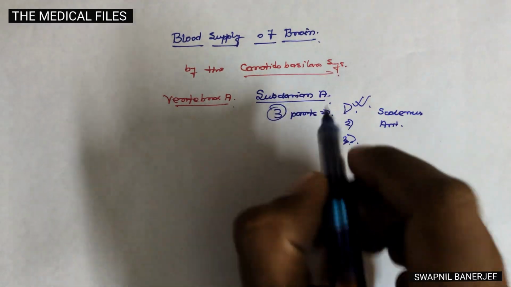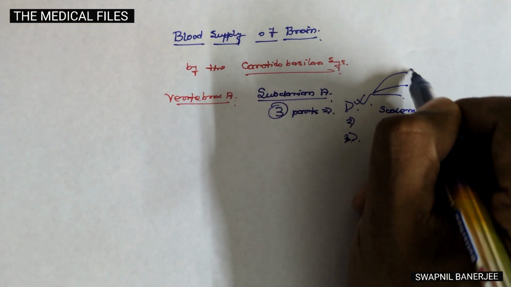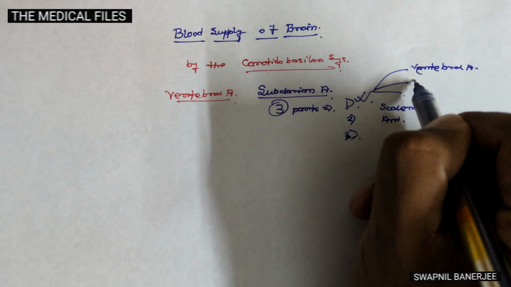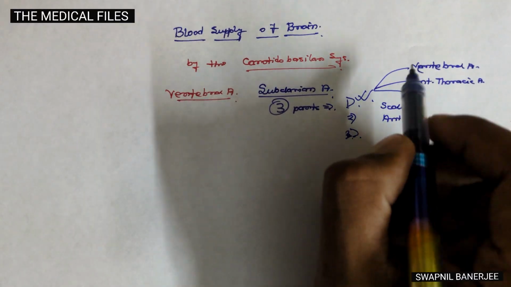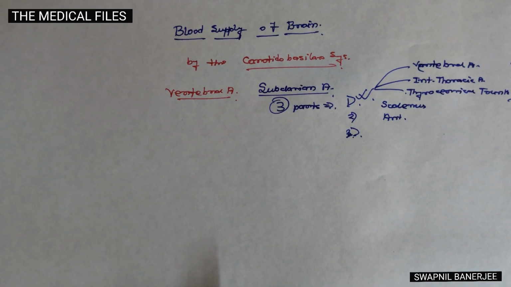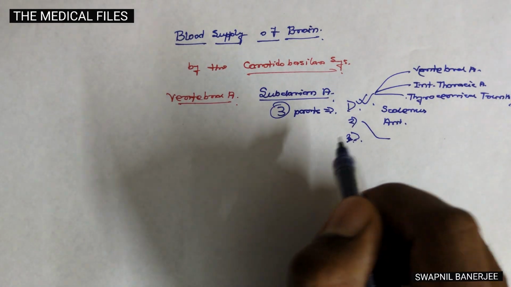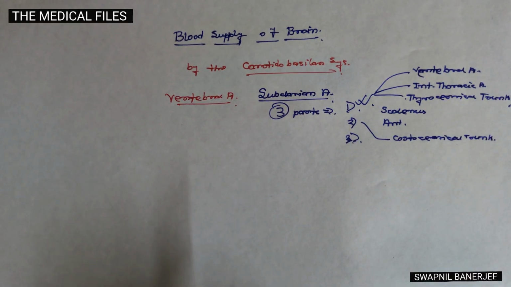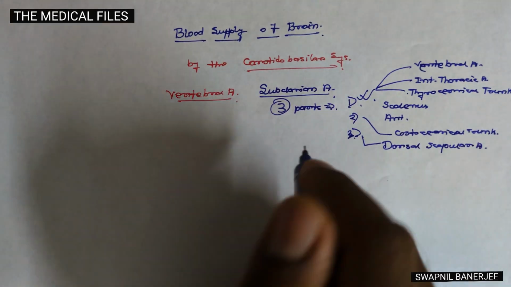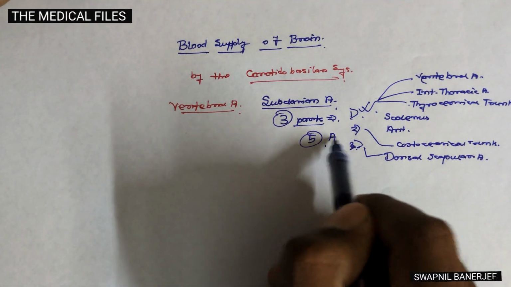From the first part there come three arteries, so we shall write their names. One is our vertebral artery, the second is the internal thoracic artery, and the last is the thyrocervical trunk. These three come from the first part of the subclavian artery. From the second part comes the costocervical trunk, and from the third part comes the dorsal scapular artery. So in total we have 5 arteries from the 3 parts.